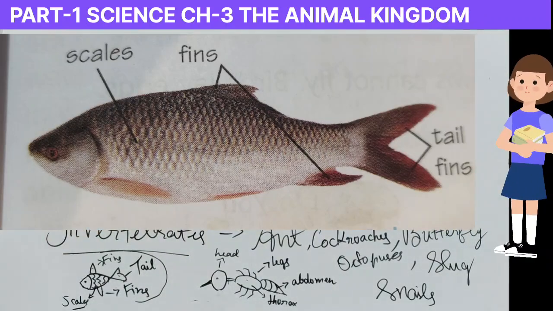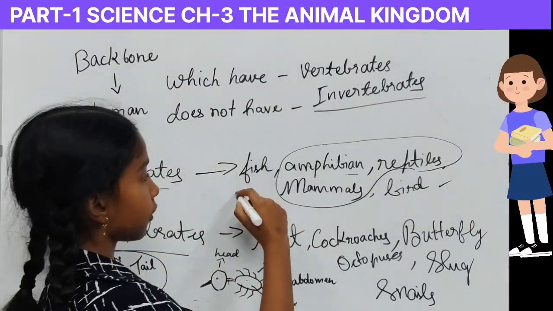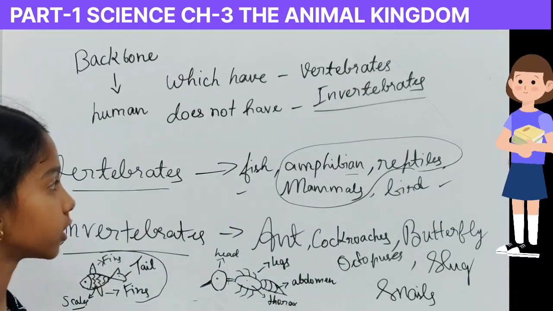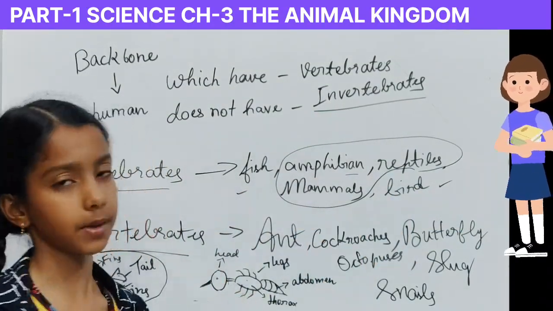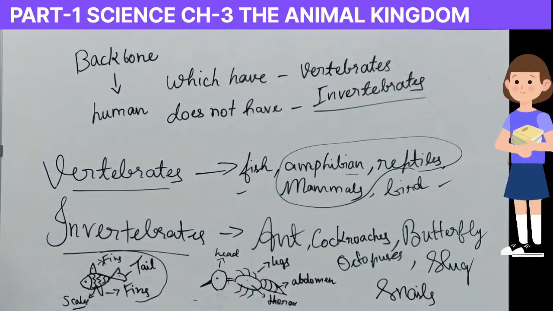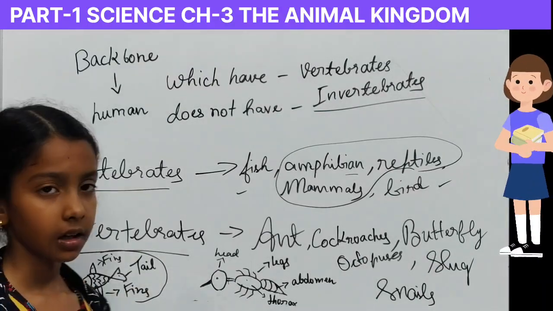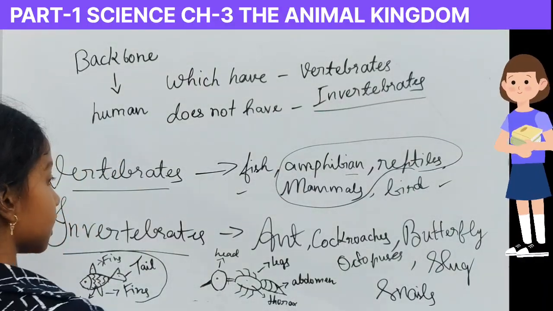Okay, so you know the meaning of fish and bird. Now we are going to learn the amphibian, reptiles and mammals. Before that, now I will explain this to you in Hindi.